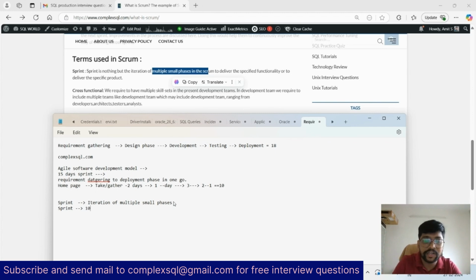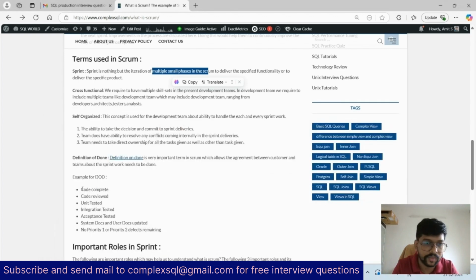Okay. So a sprint is for 10 to 15 days, or sometimes it is 3 weeks as well, as per the organization requirements. Okay, that is about sprint. Then second, in Scrum, it is a cross-functional team. Cross-functional team means we require to have multiple skill sets in the development team. So the team formed in Scrum will not be only developers, but testers are involved, business analysts are involved, designers are involved, everyone is involved in that one Scrum team.